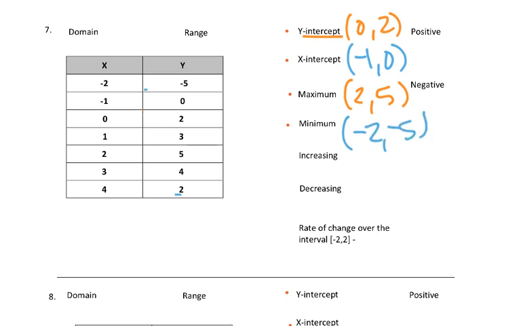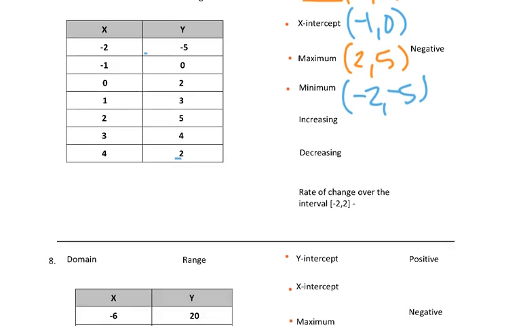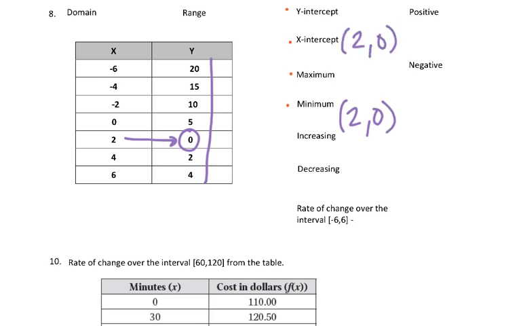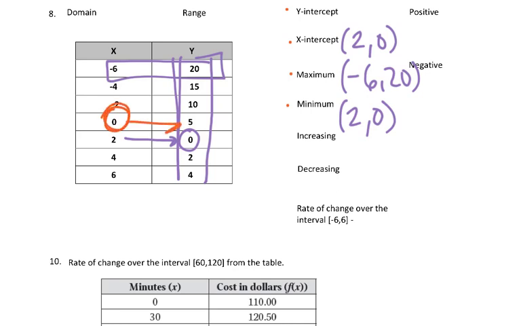So maybe you think graphs are easier, maybe you think tables are easier, but hopefully you see how we're getting each one. Okay, so if we go with our minimum, what's our lowest point? Looks like it's right there, which is a 0 in the y, so that minimum of 2, 0 is also our x-intercept. Okay, then we find the maximum, highest point is 20, so at negative 6, 20 is our maximum. Then the last one, our y-intercept, find where the x is 0, and that gives us our y-intercept at 0, 5.